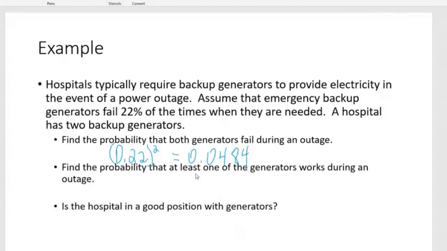Now again, I might want to round that to something else based on instructions as you're doing your online work. But what we're looking at then is a little bit less than 5%. What's the probability both of them will fail? A little less than 5%.